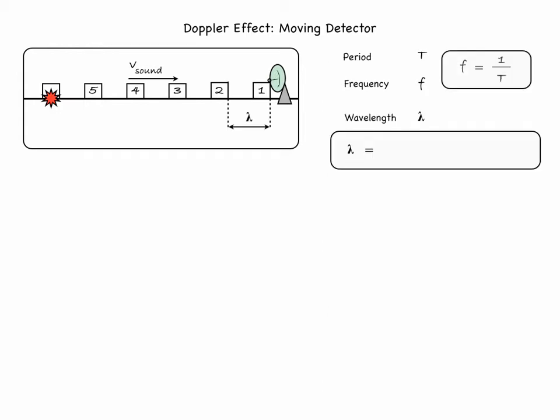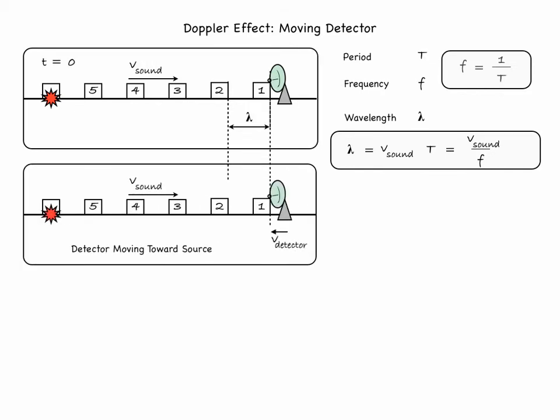The wavelength of such a wave, lambda, will be the spacing between two adjacent bleeps, and it will be equal to the velocity of sound times T, the period, or velocity of sound over the frequency f. Let's consider now what happens when the detector is moving toward the source. We'll start at t equals 0 when bleep number 1 has just arrived at the detector.